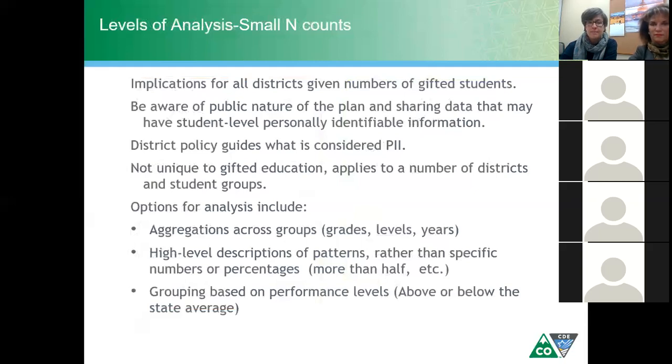And then also potentially looking at grouping based on performance levels. So how many are at or above the state average, or below level 3 performance on CMAS ELA. So thinking about those comparison points or reference points, and how things are falling in terms of above and below. So again, those are just some quick suggestions.